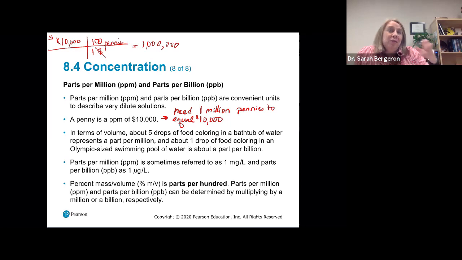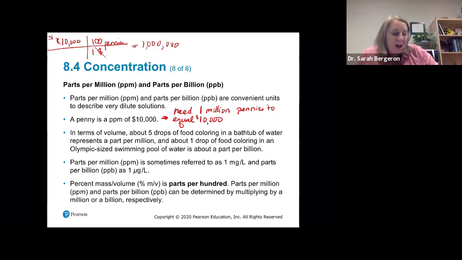So if you're going to think about this in terms of volume, right? If you put 5 drops of food coloring in a bathtub that's full of water, that's about one part per million. But if you put 1 drop of food coloring in an Olympic sized swimming pool, like really, really big swimming pool, that's about one part per billion. So very, very dilute. Sometimes we represent parts per million as 1 milligram per liter. And sometimes we represent parts per billion as 1 microgram per liter. It's the same thing. So the very, very last one is percent mass by volume. So this is our parts per 100. And so if you want to get your mass per volume, right, to parts per million or to parts per billion, all you have to do is multiply by a million or a billion, and that's it.